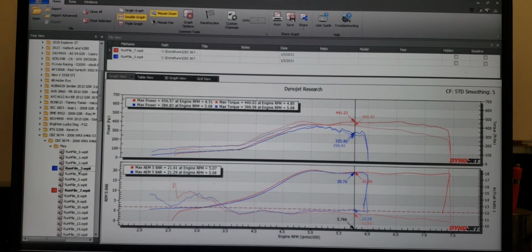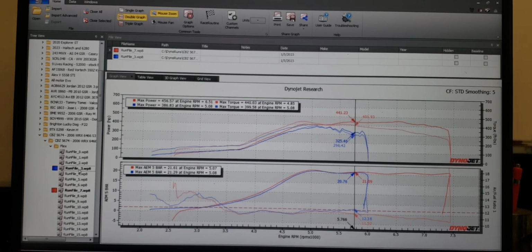Once fixed, it made 441. It picked up 116 horsepower just by fixing the spark plugs and the gap. Really easy combination to fix in this case, and the car went on to make some power. So I think 650 total by the time we got it all done. But spark plugs, rule number one: very, very easy to overlook, but almost always the cause of misfires.